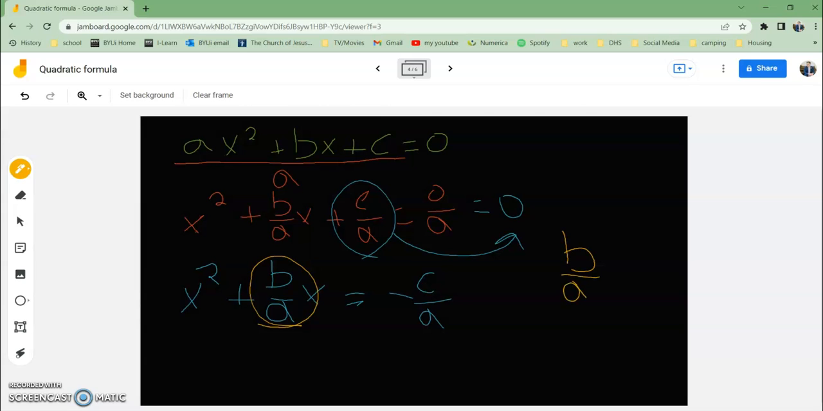So let's do that. So what we do with that one, before we divided by 2, or we can multiply by 1/2. It's the same thing. So b over 2a. Then what we did is we squared that.